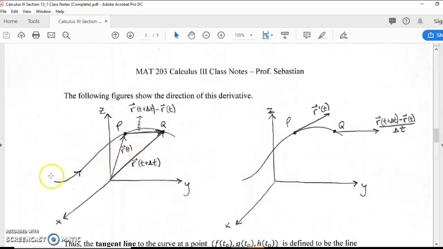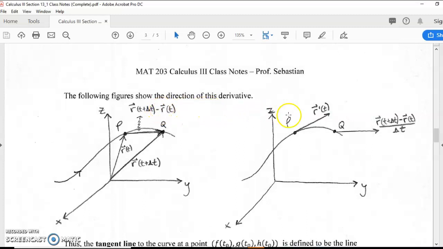So if I'm traveling along this particle path, here's the particle at the point P at time t, and some little time later the particle has traveled along the path to this point Q. So this is the vector r of t, this is the vector r of t plus delta t. If you subtract r of t from r of t plus delta t, it would come down this way, but we can easily just put the resultant vector up here to show how it works better graphically. So this is the vector r of t plus delta t minus r of t.